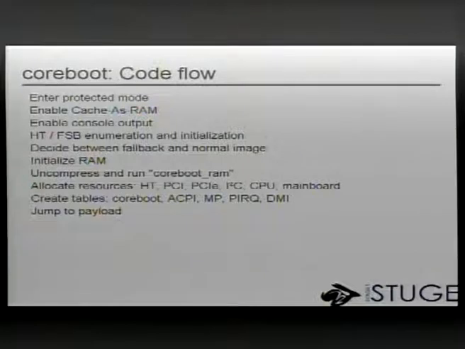Next step, initialize RAM. Do all the hard work, talking with the SMBus, going all the way around and fetching the parameters from the memory modules and setting up the memory controller so that it's possible to uncompress and run the coreboot RAM part of coreboot, which doesn't seem to do much, but what it does is kind of complex. It allocates all the resources, divides up the address space in the CPU, and shares it, so that it's shared between all the devices in the system.